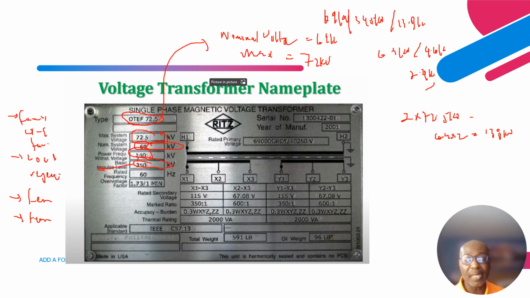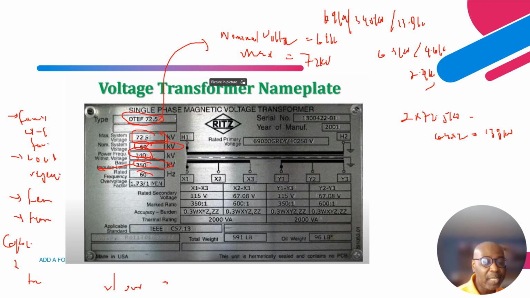And due to the capacitive effect of the line, it could be a cable. Cable has a lot of insulation, so capacitance, right? Could be a transmission line, a long line. And the stray capacitance can cause an overvoltage condition at the end of the line, especially when it is unloaded or lightly loaded.